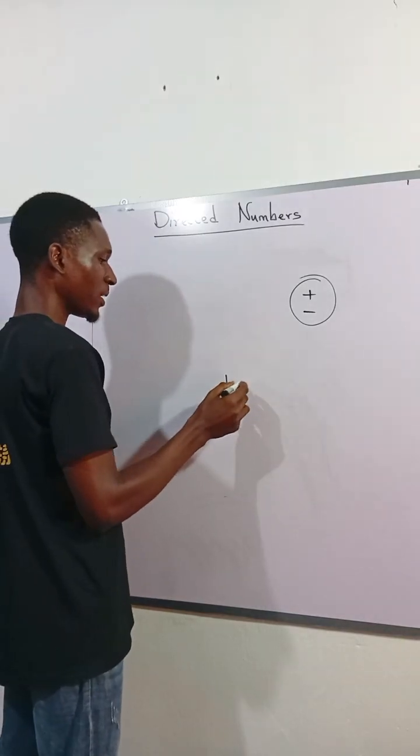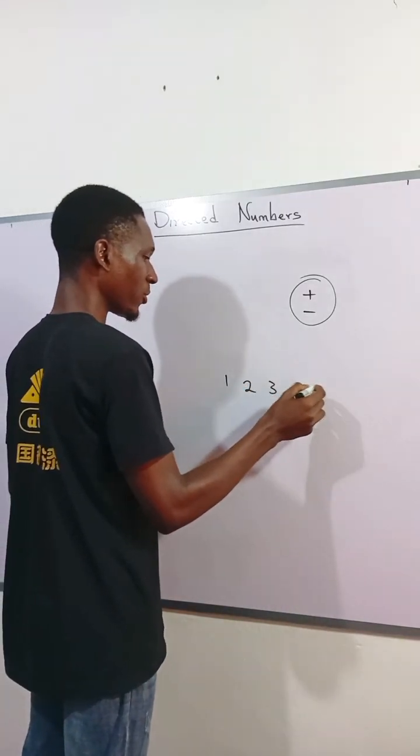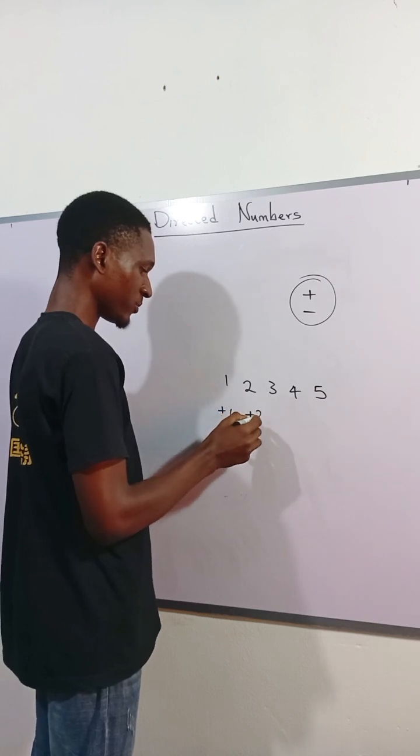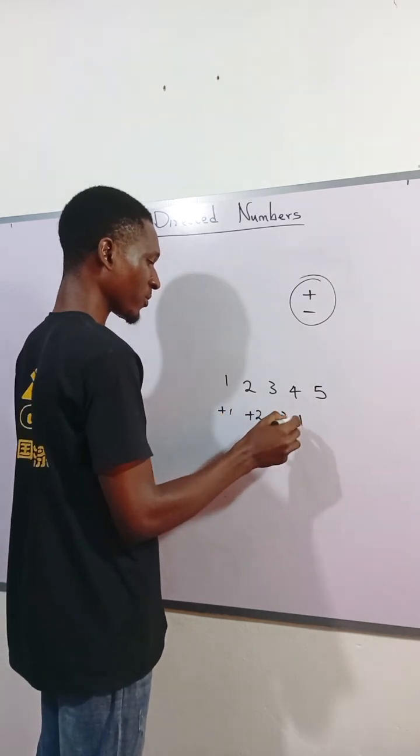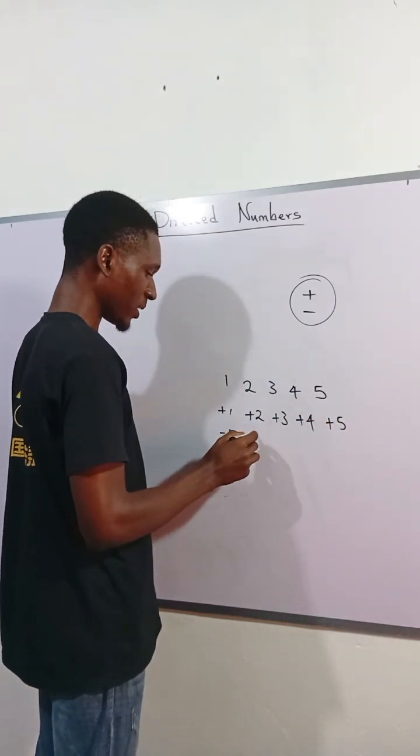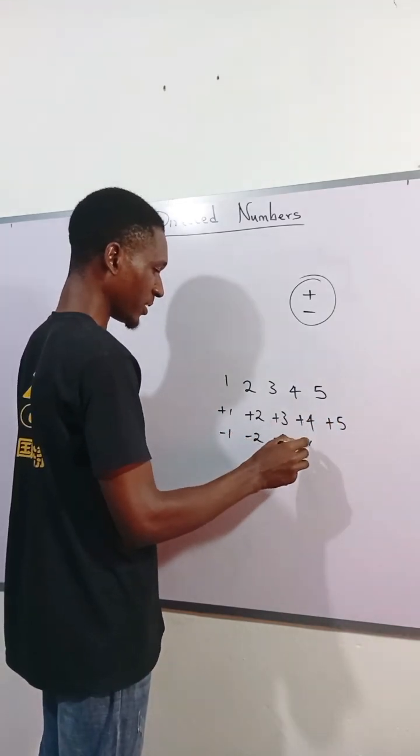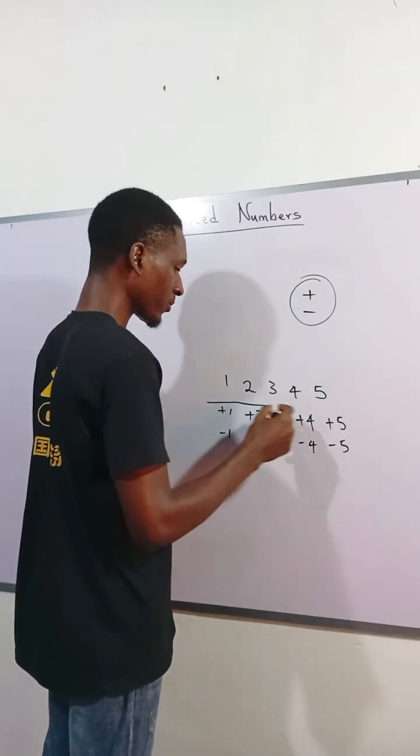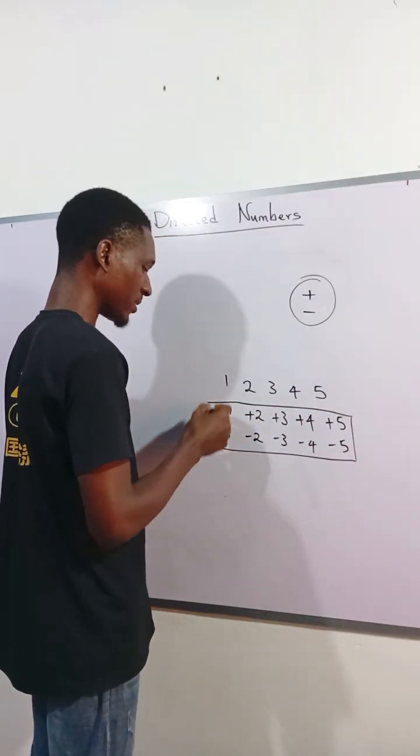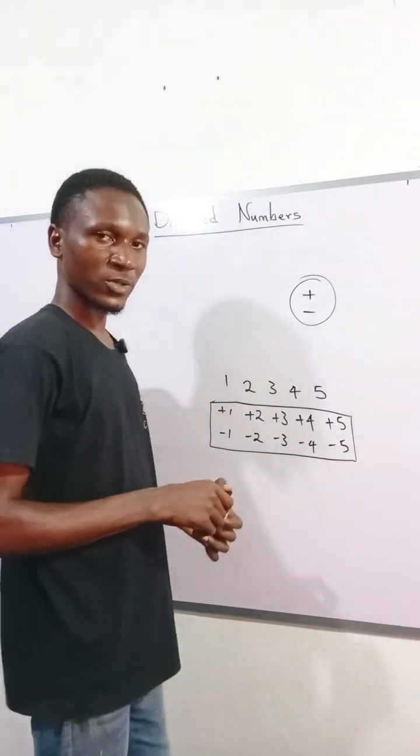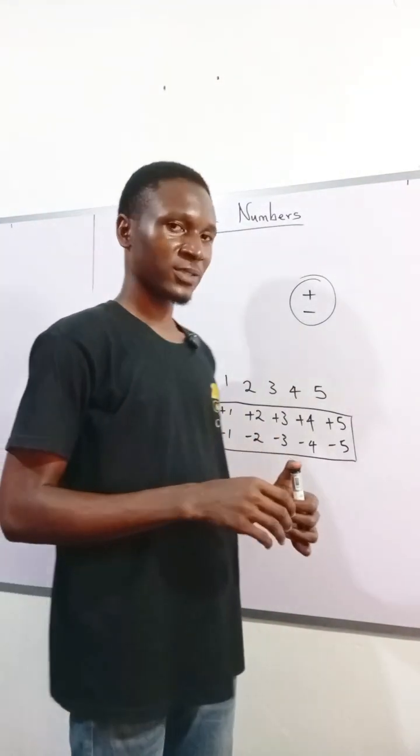So instead of 1, 2, 3, 4, 5, we now have +1, +2, +3, +4, and 5. Or we have -1, -2, -3, -4, and -5. So these are directed numbers, numbers that have a direction. Okay, you don't just mention numbers, you tell us the direction of the number.